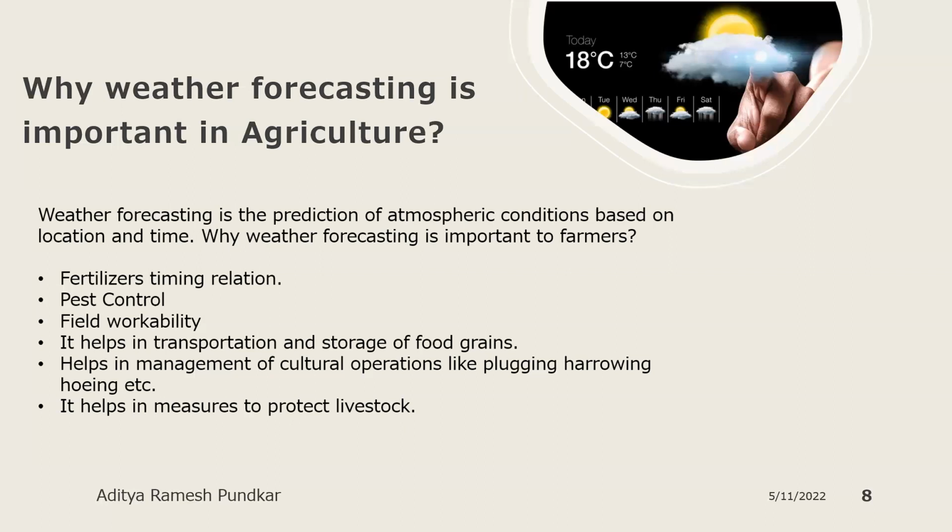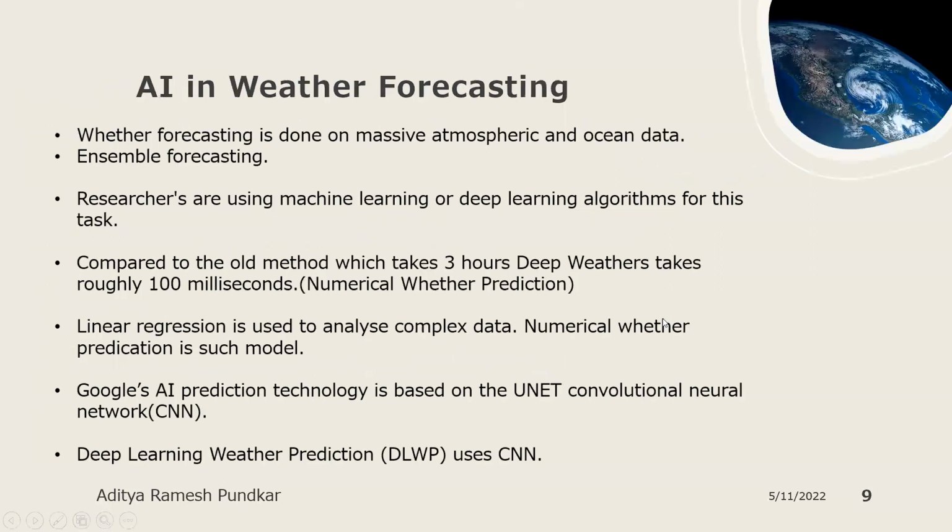Then field workability. If farmers know what the weather will be in the upcoming period of time, they can schedule how they work on their fields. It also helps in transportation and storage, because how the food will be transported and how it will be stored totally depends on the weather. It will also help in the management of ploughing, etc. So weather forecasting plays an important role in agriculture. So now, how is AI used in weather forecasting?